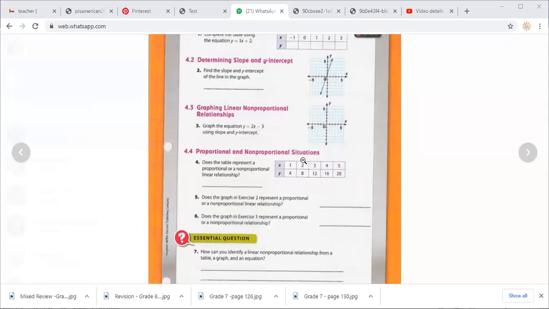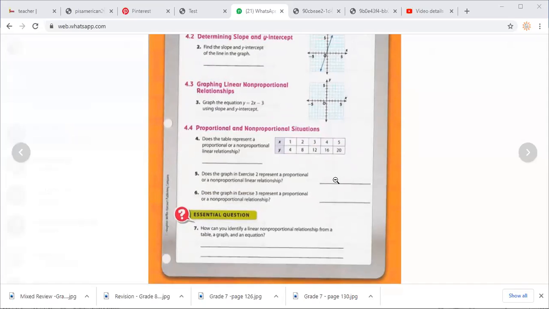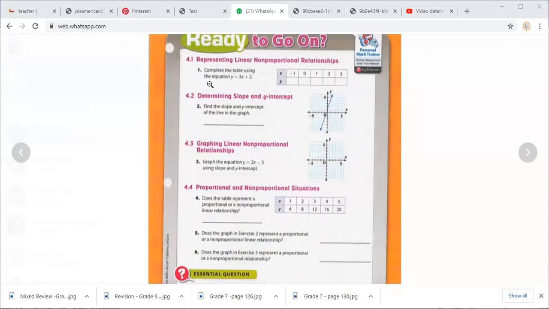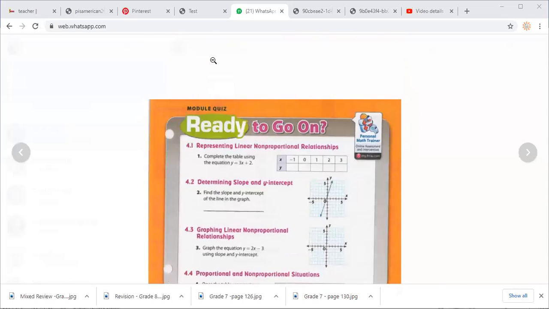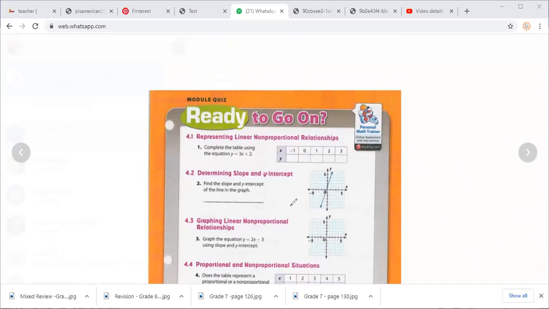In lesson 4.4, he gave us a question. Does the table represent a proportional or a non-proportional relationship? How are you going to decide if this table represents a proportional or non-proportional relationship? Miss, can y equal x? Yes, please. We have two options. We can find the slope, or we can make a fraction, y over x. Yes, we have two options, right?